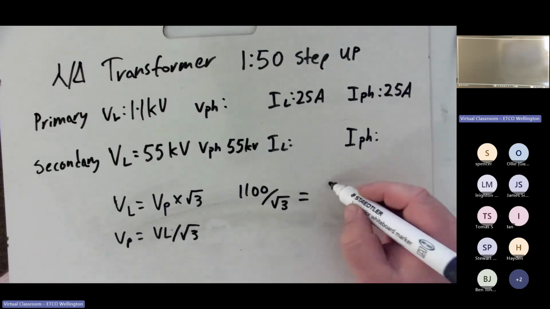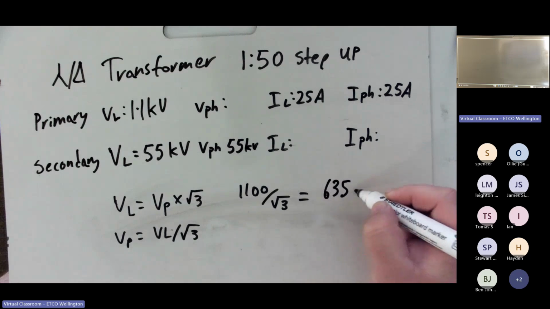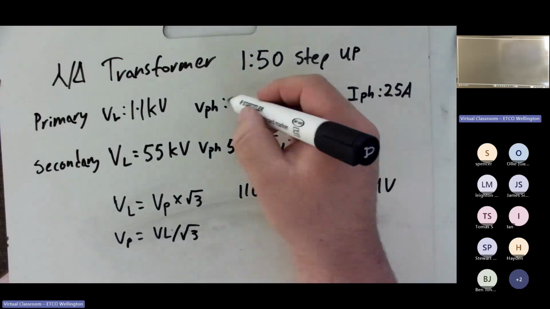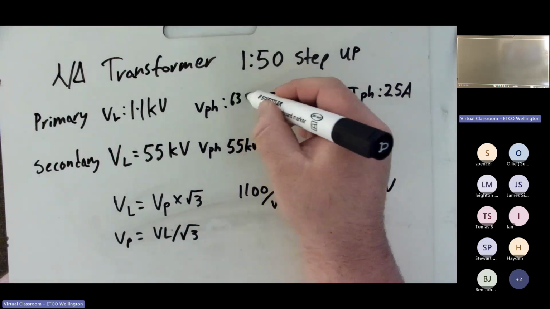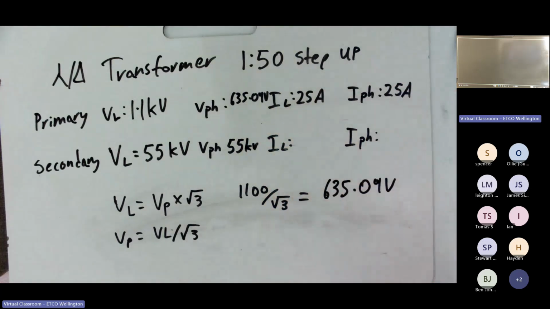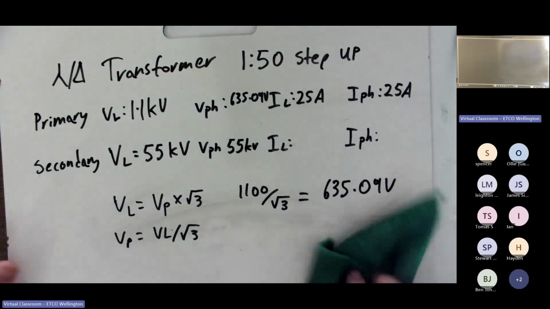Yeah, so it gives us 635.085. So we round to 0.09 volts. So we can put that into our table, 635.09 volts. Cool. So now we need to work out the secondary currents.